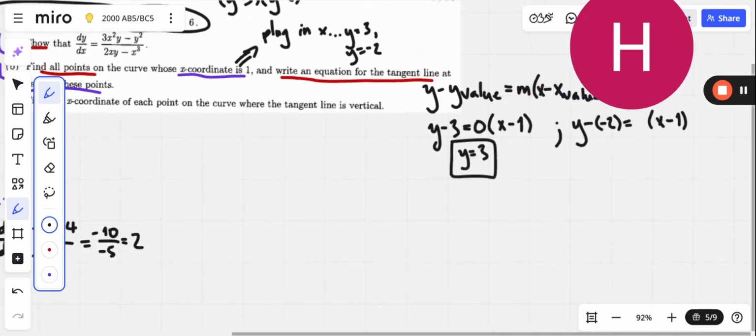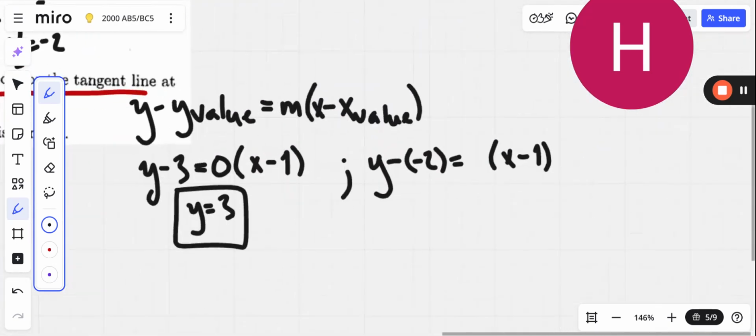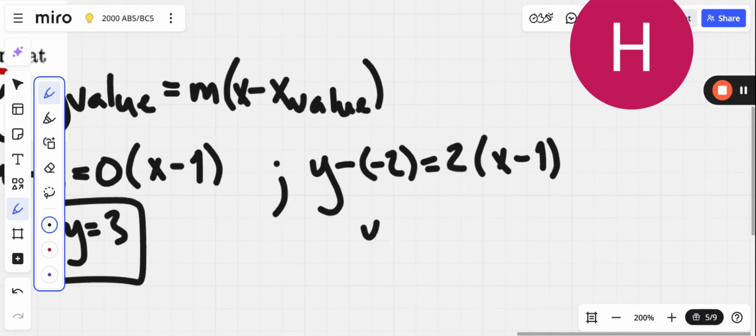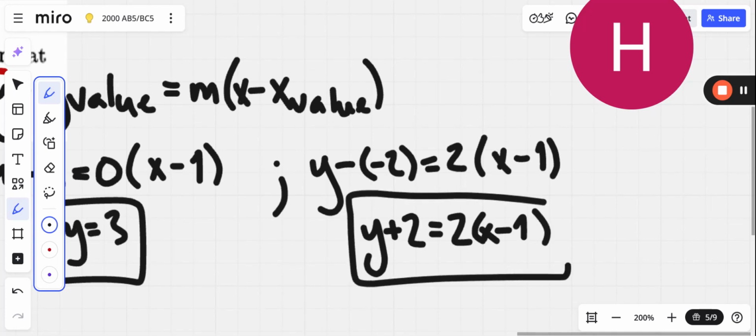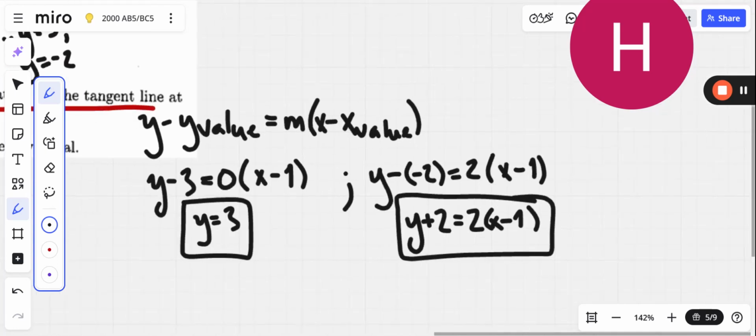And now we can write our equation of tangent line with that slope. So y plus 2 equals 2 parentheses x minus 1. I'm totally fine with you leaving it as that. Generally, they don't require you to put this into slope-intercept form on the AP exam.